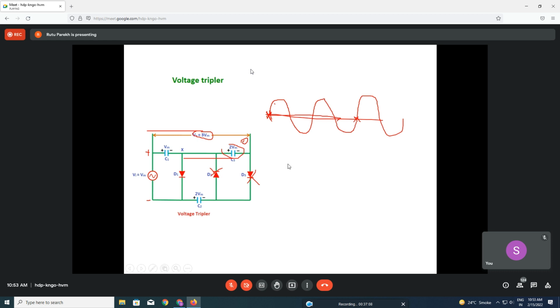You make a table: first half, second half, third half. And then C1, C2, C3, write down the polarity. And then write down D1, D2, D3, forward bias or reverse bias, and then show me next time.